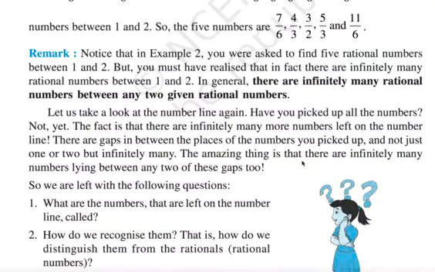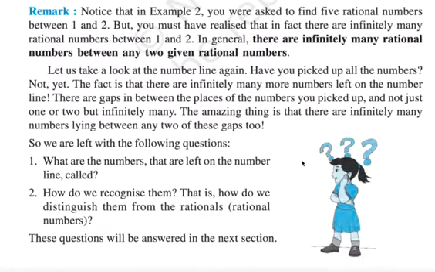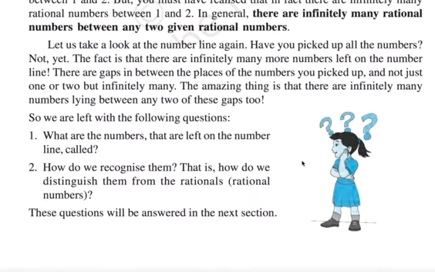Notice that in example 2, you are asked to find 5 rational numbers between 1 and 2. You must have realized that in fact there are infinitely many rational numbers between 1 and 2. In general, there are infinitely many rational numbers between any two given rational numbers. Let us take a look at the number line again. Have you picked all the numbers? Not yet. There are infinitely many more numbers left on the number line. There are gaps in between the places of the numbers you picked, and not just one or two, but infinitely many. The amazing thing is that there are infinitely many numbers lying between any two of these gaps too.